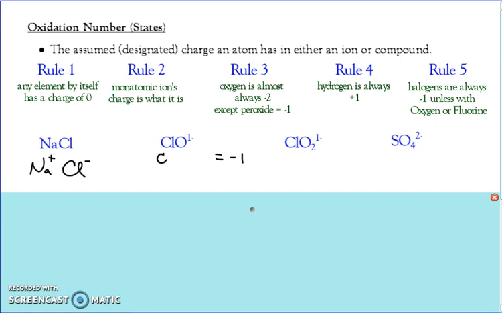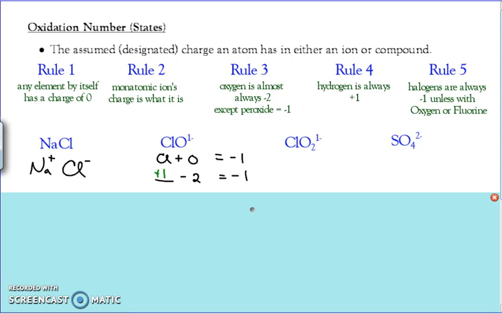So we have a chlorine added to an oxygen. Well, according to rule number 3, oxygen is almost always negative 2 unless it's in a peroxide, and this is not a peroxide. So we have one oxygen, which is a negative 2. Then chlorine, in order to make that balance to a negative 1, has got to be a positive 1. Positive 1 minus 2 is negative 1. So that's the oxidation number of hypochlorite.